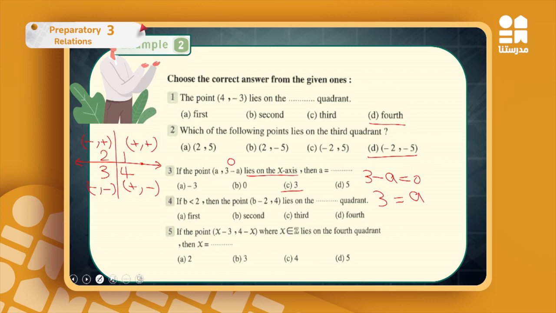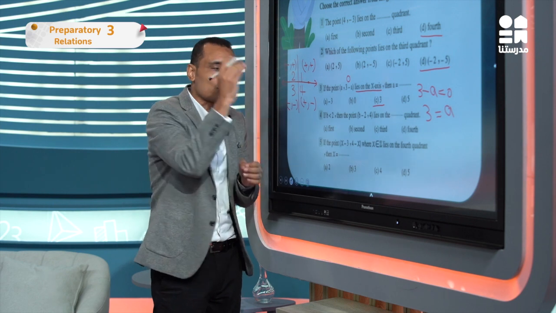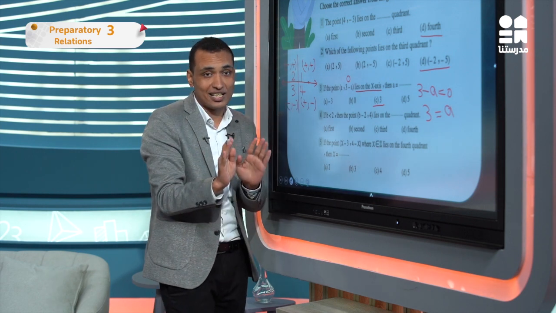Let's see the fourth question. B is less than 2 and the point b minus 2 and 4 lies on which quadrant? To solve the question, it says the value of b is less than 2. So I will choose any number less than 2. I can choose 1, I can choose 0, I can choose negative 1, any number less than 2. I can substitute by any number less than 2. So the easiest one is 0. I know that 0 is less than 2.